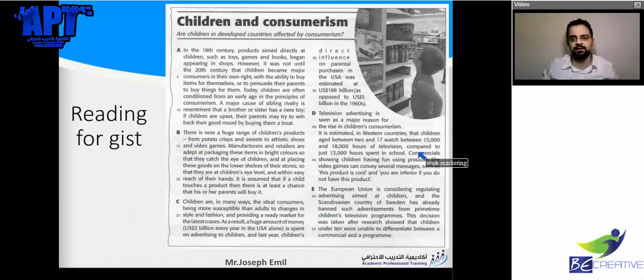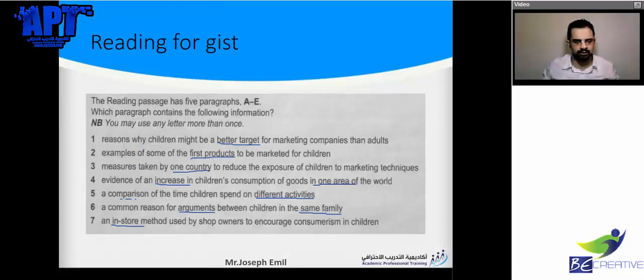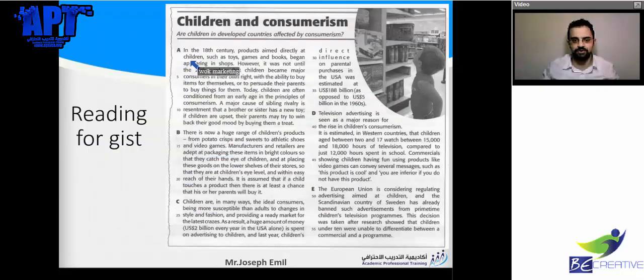So let's turn back to the first sentence here and read quickly. Let's just look for the first one here. Reasons why children might be a better target. Send products indirectly at children such as toys. That's a lot of text to read.